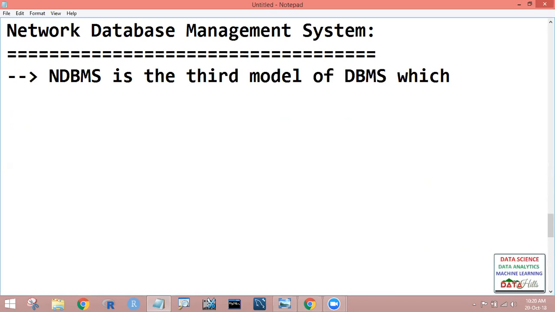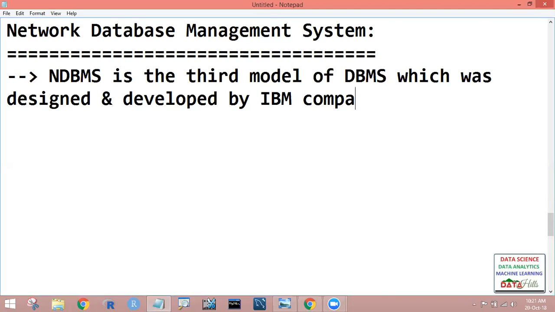Just as the hierarchical model was developed by IBM, this is also developed by IBM only. When they were developing one project, the IMS project, they developed the hierarchical management system. When they were enhancing the features of the IBM project in 1969, they developed one model. That model is called the network database management system.